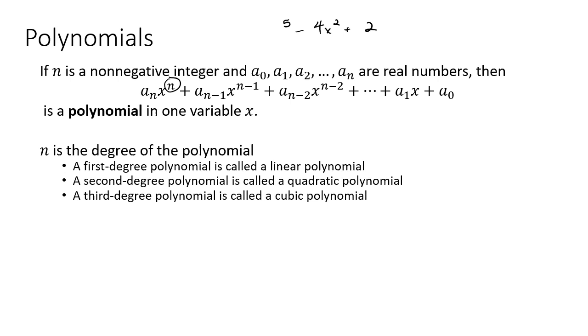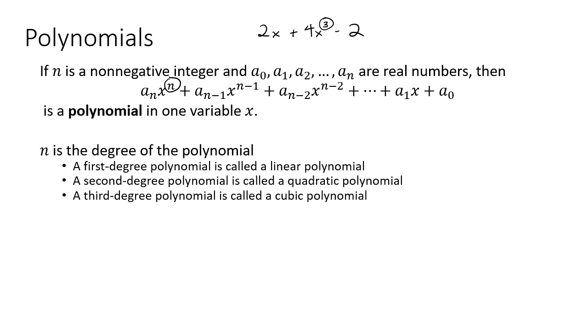The degree is still the highest power of x regardless. So if you had something like instead 2x plus 4x cubed minus 2, then the degree of this polynomial would be 3, which we have a special name for as well that we'll get to in just a minute.